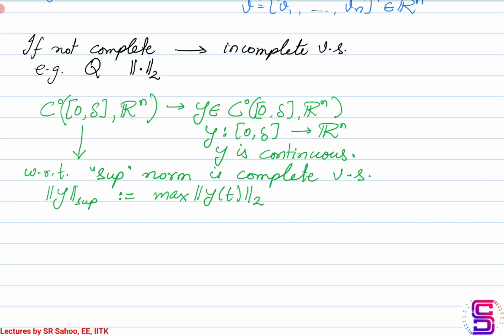you have over the entire interval 0 to delta. The maximum norm value that this Y will have over the interval 0 to delta. That is how the sup norm has been defined. So with this particular definition of sup norm, the set of continuous functions mapping 0 to delta to Rn is a complete vector space.